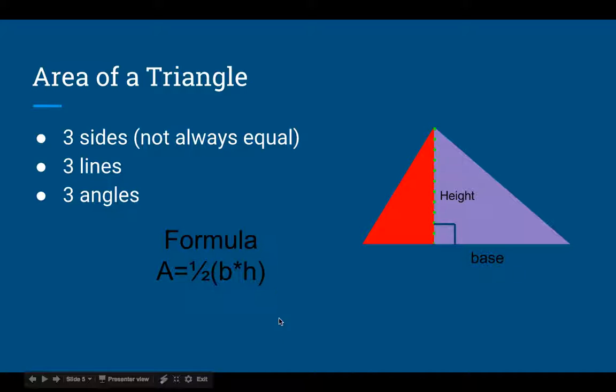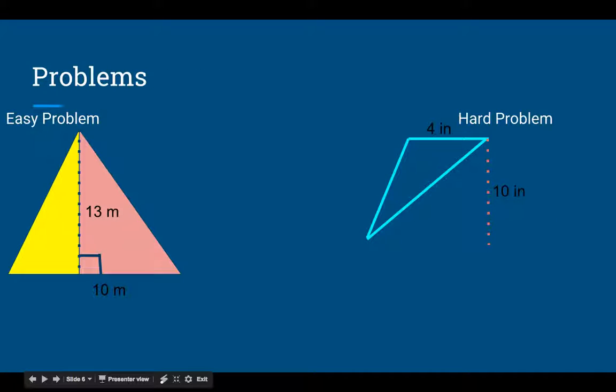As we can see, triangles have 3 sides that are not always equal, and have 3 lines, obviously, and have 3 angles. Okay? And the formula for the area is gonna be A is equal to 1/2 base times height. Okay, so now let's try a problem.